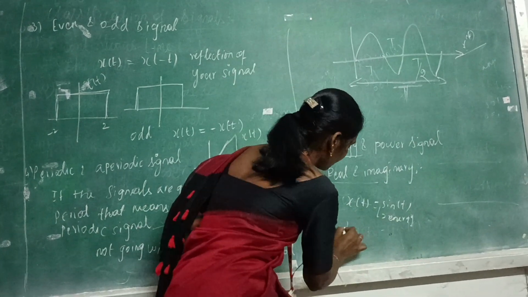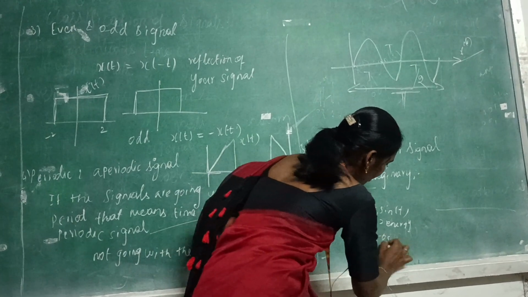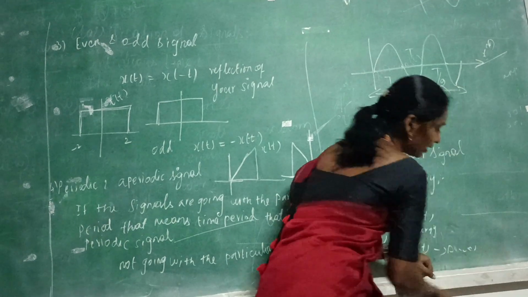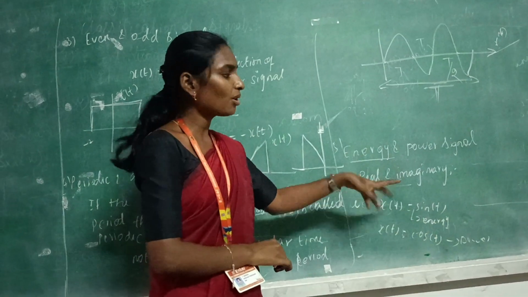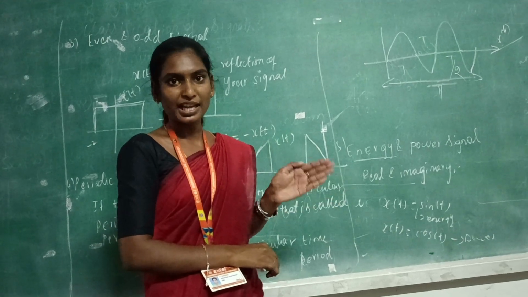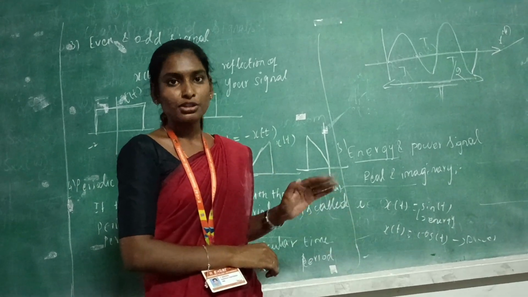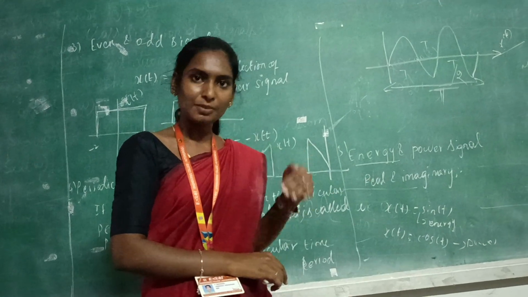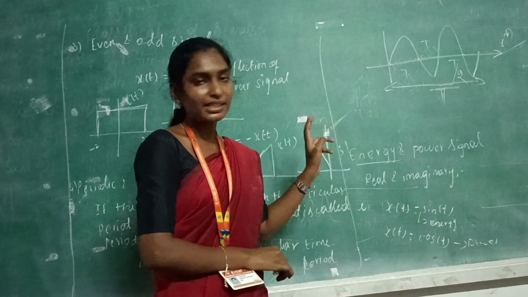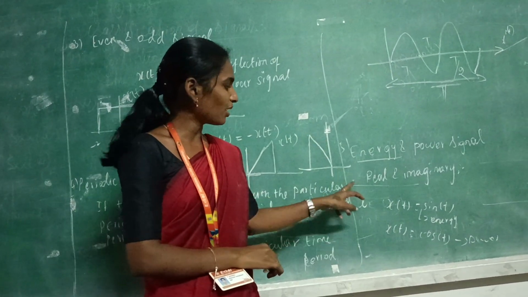Another example: x of t equal to cos t. The signal will be a power signal, which means it is not an energy signal. So it is not satisfying both conditions. If a signal is an energy signal, it is not a power signal. If a signal is a power signal, it is not an energy signal. So that is the relation between energy and power signals. Understand?